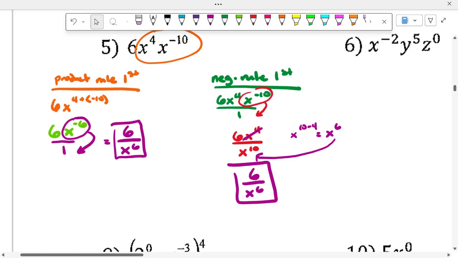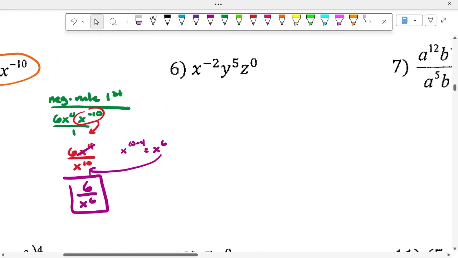So this is one of those where you can skin a duck multiple ways, okay? So, in other words, there's really no correct order for how you do the rules, as long as you recognize that there's more than one rule that needs to be done. So it's whichever feels easiest to you. If you want to do the product rule first, go for it. If you want to do the negative rule first, go for it.